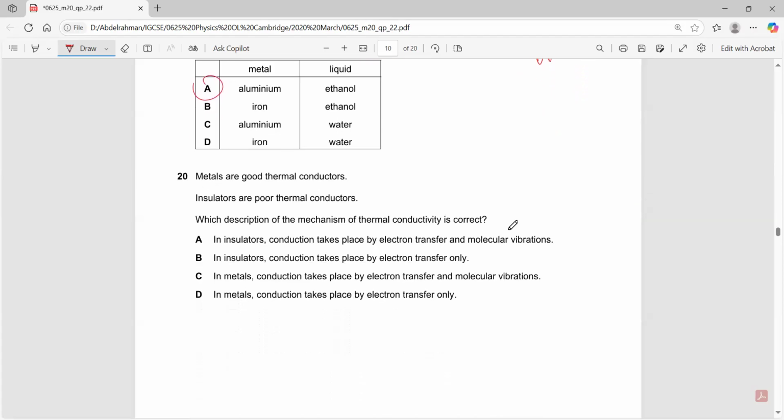Metals are good thermal conductors. Insulators are poor thermal conductors. Which description of the mechanism of thermal conductivity is correct? An insulator's conduction takes place by electron transfer. No. In insulators, conduction takes place by molecular vibrations only. In metals, conduction takes place by electron transfer and molecular vibrations. Yes.